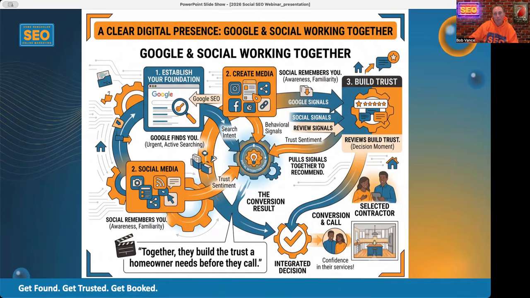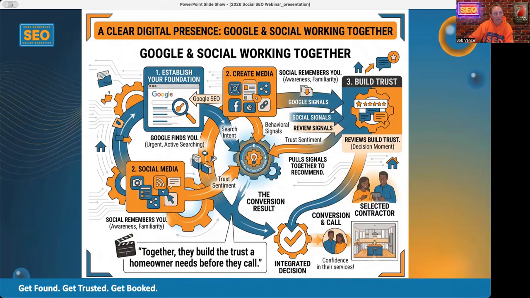The future is about building a connected digital presence where every piece reinforces the other pieces. That's what we call synergy, right? All of those marketing channels, those marketing pieces, all working in synergy together for you to stand out, to become the contractor of choice. So in a nutshell, Google finds you, social platforms remember you, and then together they build the trust that a homeowner needs before they even make that first call.